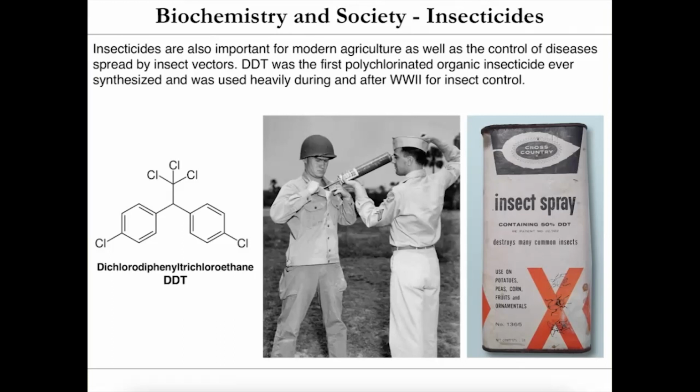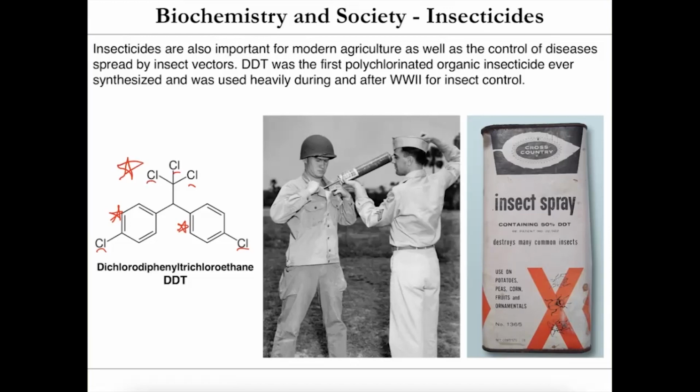So there's one insecticide that's become quite famous, and it's called DDT. And its structure is shown right here. Again, it's another one with a lot of chlorine atoms on it, and it has these benzyl rings, which we'll talk about in the next lecture. So it's called dichlorodiphenyltrichloroethane, or DDT for short.